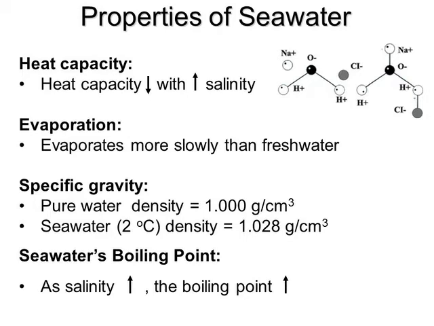Specific gravity just means what is the density of your material. Pure water has a density of 1 gram per cubic centimeter, and seawater at 2 degrees C is a little bit more dense at 1.028 grams per cubic centimeter, and that's just because it has more salt. So there's more molecules in the water itself. And seawater's boiling point increases as you increase salinity.